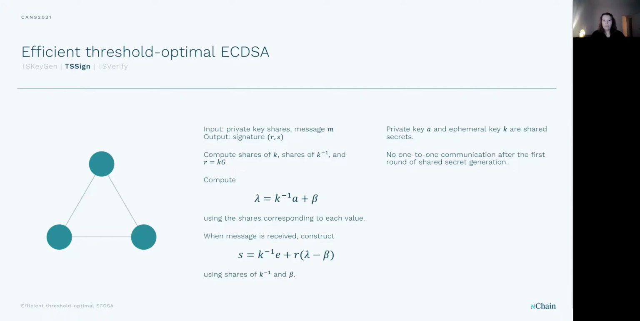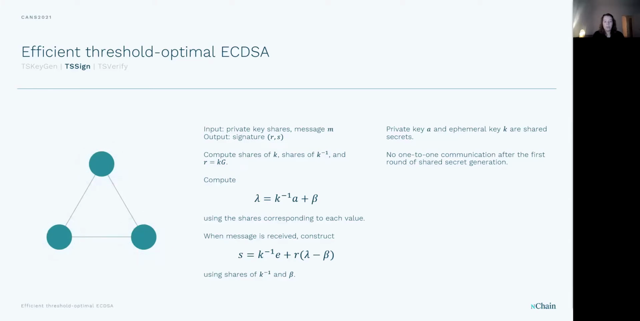Then once they have computed this value lambda, they pause the computation, and this is done with all 3 participants together. And then when a message is received, then 2 of the 3 participants are able to compute the signature on that message. So they do that by, of course, taking the hash of the message to find E. Then they take their share of K inverse and their share of beta, and then they combine them with lambda in this equation S.